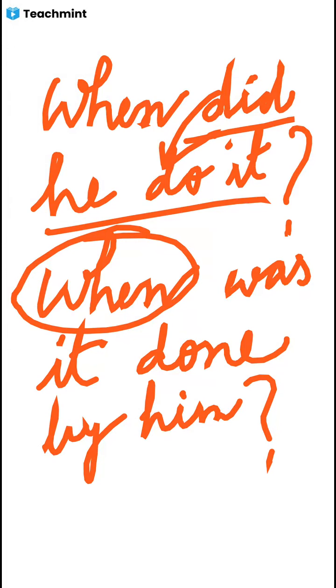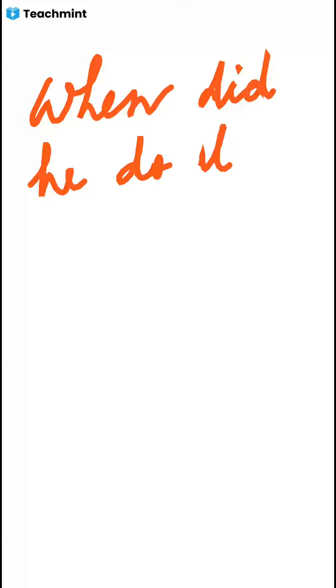Let me explain once again. When did he do it? The sentence was: when did he do it? Okay. When did he do it? Question mark. Now, when did he do it?